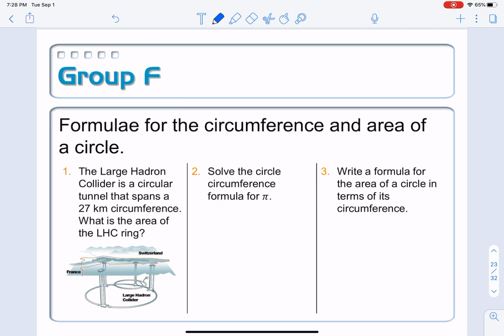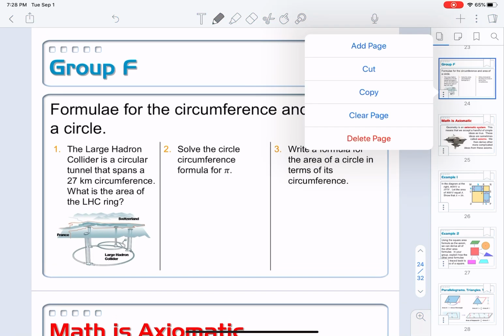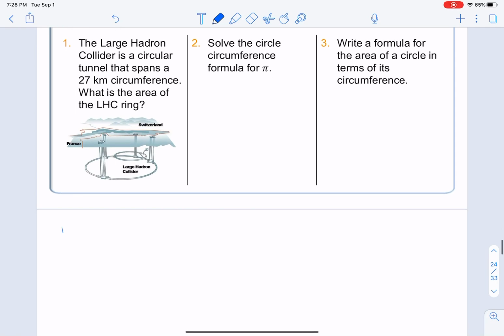So on number 1, the Large Hadron Collider being a circular tunnel spanning a circumference of 27 kilometers. I certainly don't have enough space to write here, so it gets another page for sure. So I know my circumference is supposed to be 27 kilometers. Okay, and then we want to know what is the area of that ring. So the area is, I don't know, question mark, right? All right, now ordinarily the area is pi times the radius squared. So in order to figure out the area here, I need to know from the circumference, what's the radius?